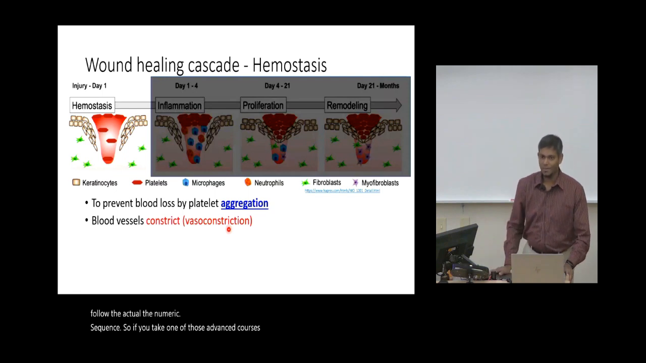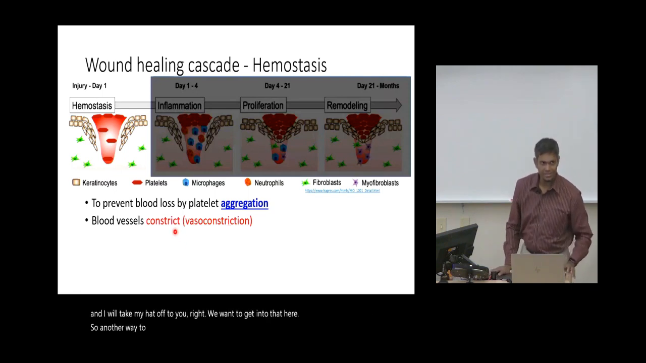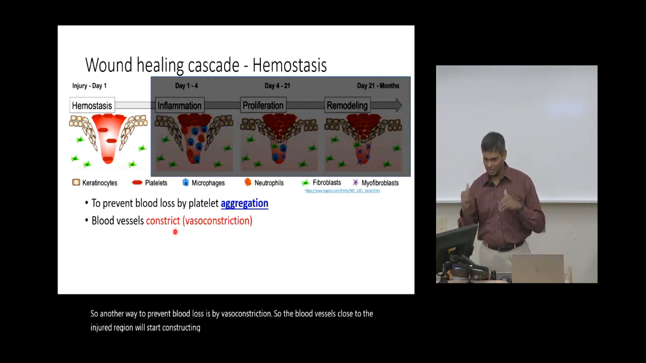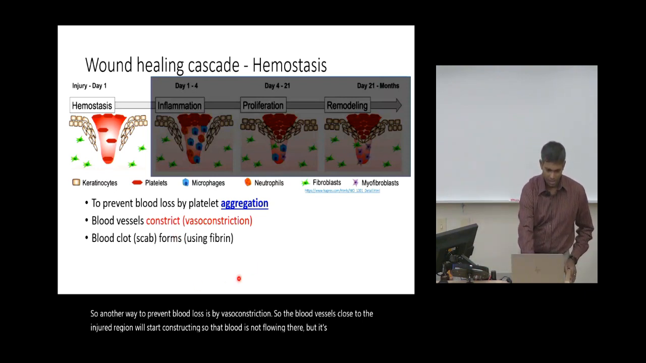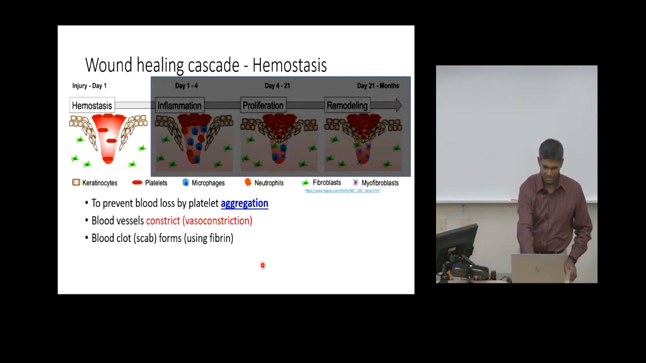Another way to prevent blood loss is by vasoconstriction. The blood vessels close to the injured region will start constricting so that blood is not flowing there, but is redirected away from that region. And this blood clot is going to be formed, and that's what the scab is. This scab will be made up of a protein known as fibrin. And these steps will eventually initiate step 2, which is inflammation.